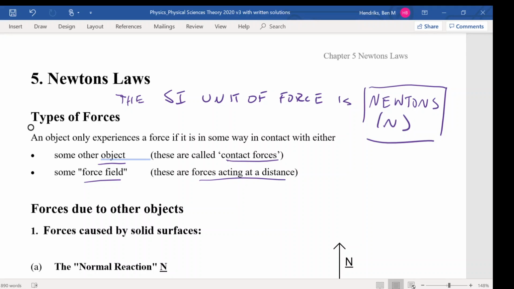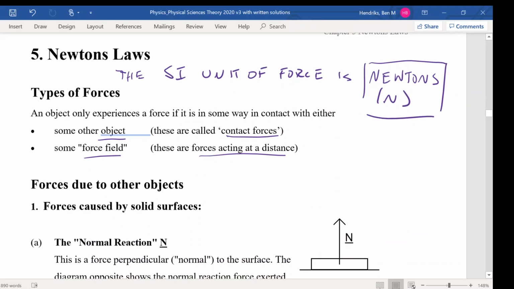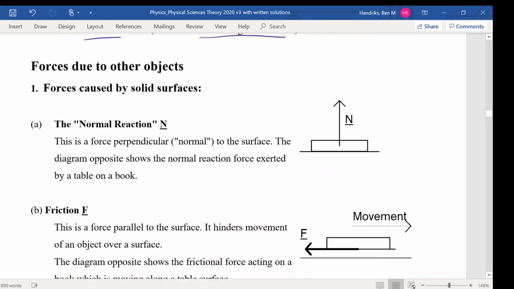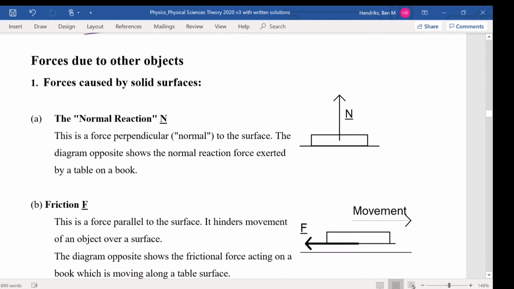Okay, so these next set of notes, as I say, just run over some of the different types of forces. And at the end of this video, I'm just going to talk about the difference between mass and weight, and then I'll produce a video on each of Newton's first, second, and third laws as well. So this one is just really an introductory video to forces. Okay, so forces due to other objects. We'll just go over the concepts of some of these forces.